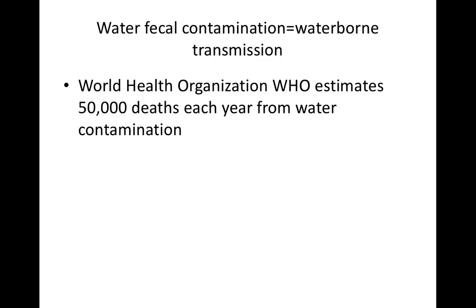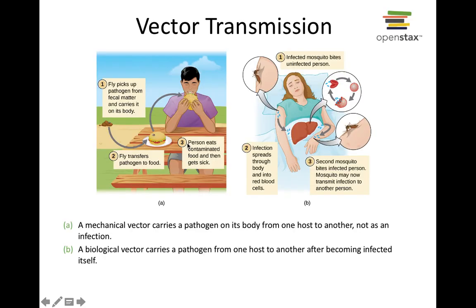So water fecal contamination, waterborne transmission. This is devastating, especially for little kids that don't have access to clean drinking water. So 50,000 deaths each year from water contamination worldwide. Vector transmission: a mechanical vector is an arthropod vector that maybe walks on feces, like say filth flies walk on the feces. They get the fecal pathogens on their little feet, and then they fly over and walk on your salad or your hamburger.